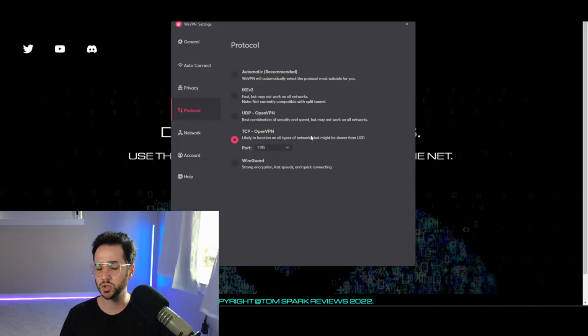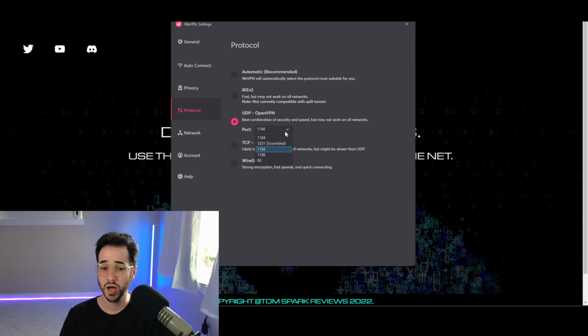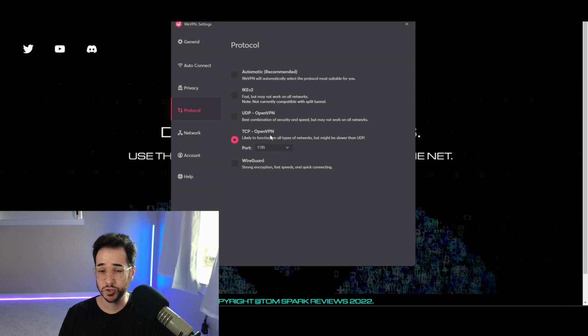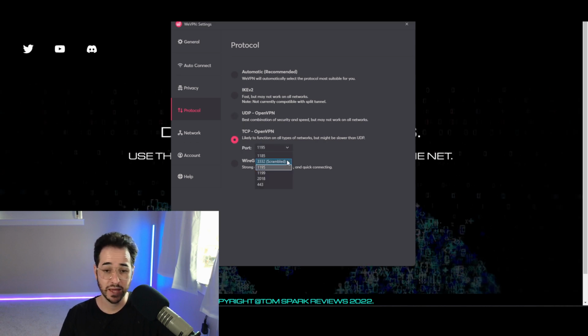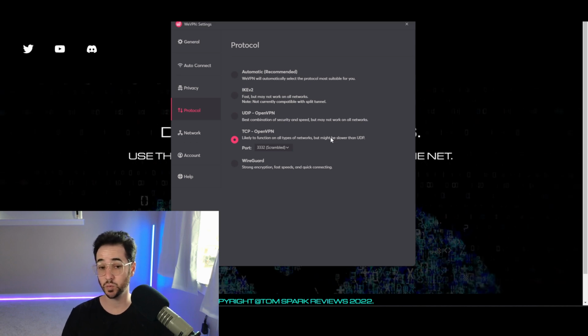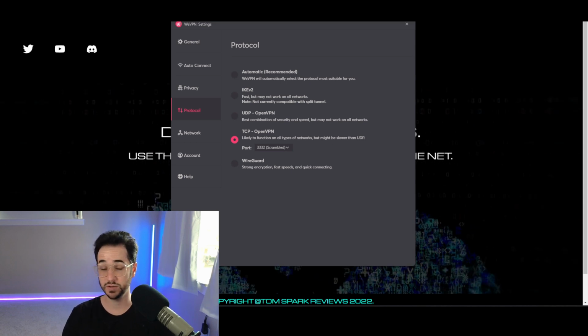With WeVPN, you can also choose the OpenVPN port and customize between UDP and TCP. So you could choose TCP with OpenVPN and maybe do 3332. That could work maybe to bypass restrictions as well. So that's a pretty cool offering from WeVPN.